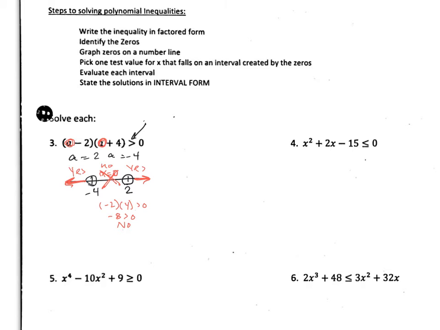Now you do have to translate this into interval notation. So this would be -infinity to -4, both rounded. And then we would join that up with 2 to infinity.